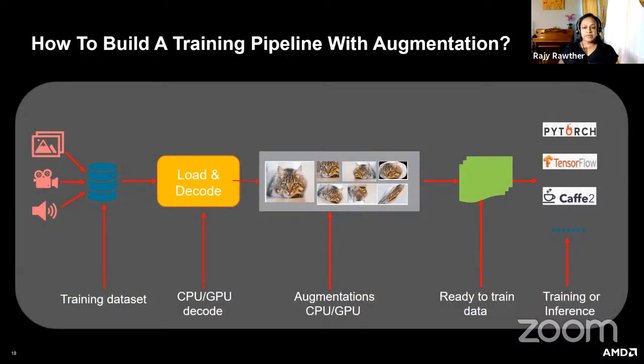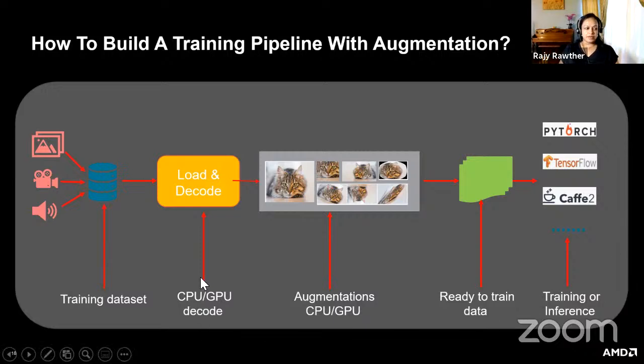So this brings us to the next part of this talk, which is how to build a training pipeline with augmentation. We have learned about different kinds of augmentations, the importance of metadata augmentation, and how it applies to different data sets. Now let us look at how to build a training pipeline with those augmentations.